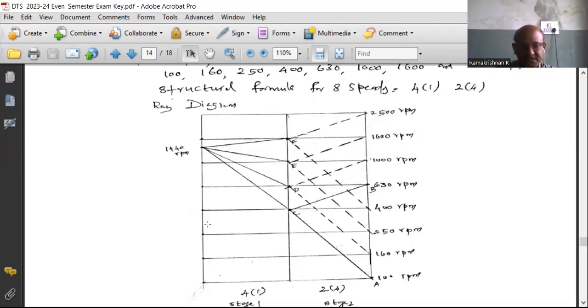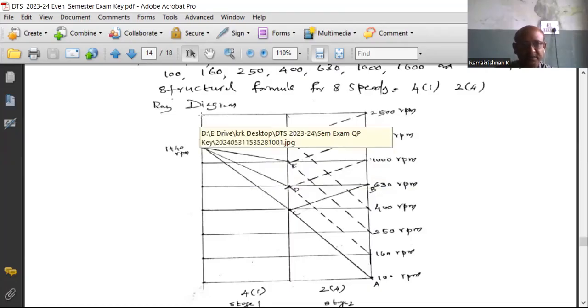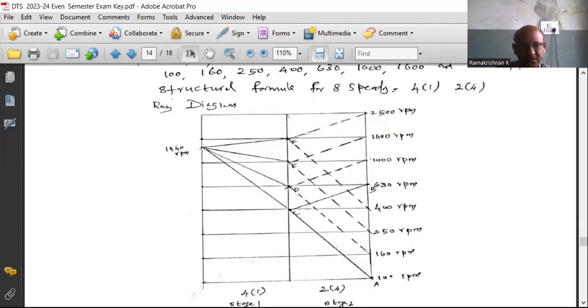Again, you consider the first stage. So the one input is motor 1400 RPM. So you denote it here. If the motor speed is not given, by default, you consider the maximum speed 2500 as an input motor speed. But here the motor speed is given, so 1400 RPM.